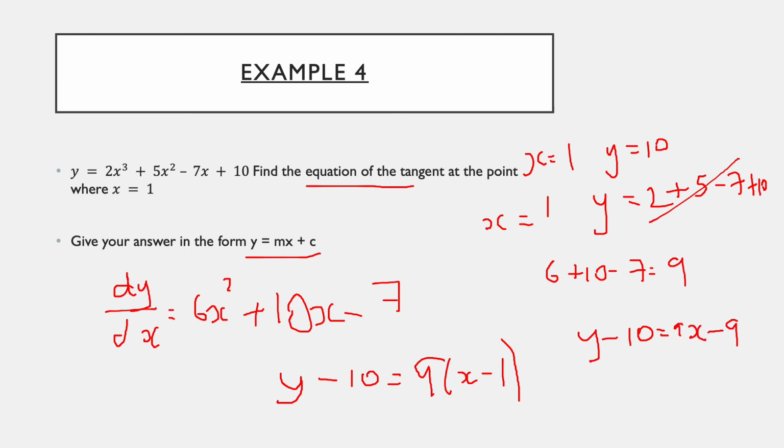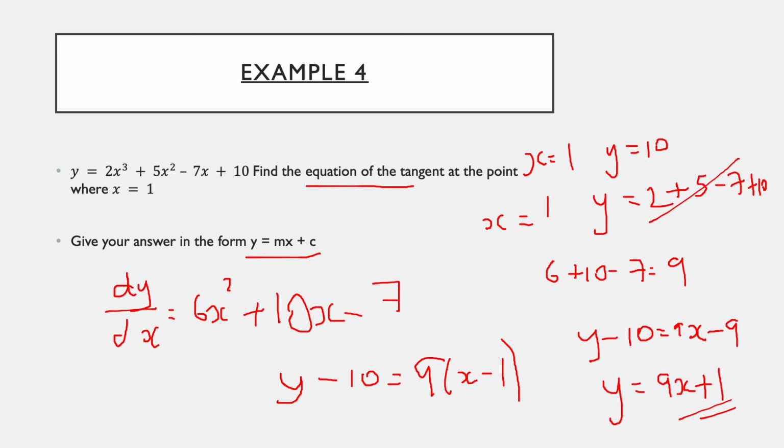Adding 10 to both sides, I'm going to get y is equal to 9x plus 1, or 1 plus 9x. Okay, so 9x plus 1, which is in the form y equals mx plus c, where m is 9 and the c is 1, okay, at this given point. Okay, so I hope that made sense, guys.